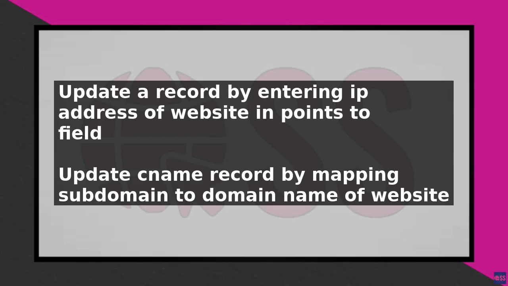To update the CNAME record, click on the Add button, then select CNAME from the drop-down menu. In the Host field, enter the subdomain you want to map, such as www, and in the Points to field, enter the domain name of your website. Click on the Save button to save the changes.